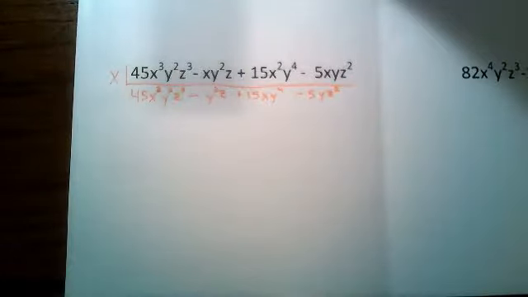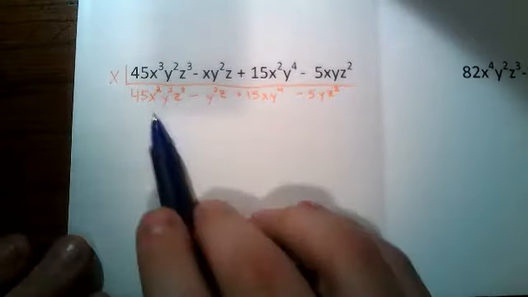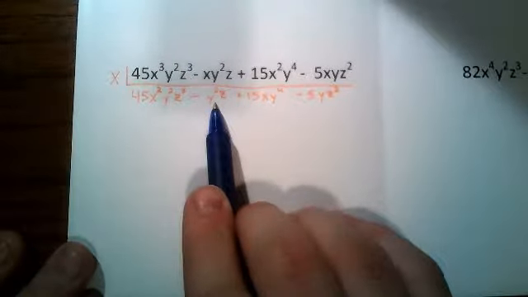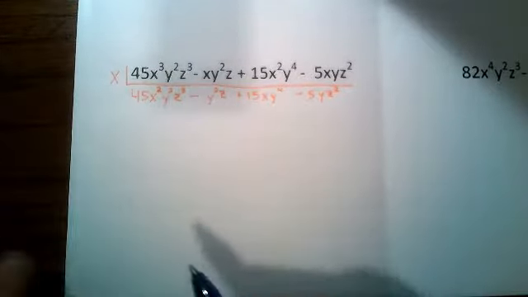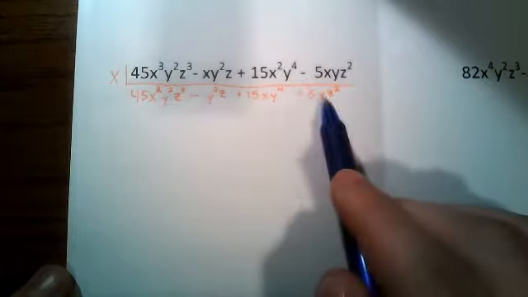And now I want to look and see if I can keep going. Is there another x that I can take out? Well, let's take a look. This has an x, this one does not. So I can't take out any more x's. What about y's? This has a y, y, y, and a y. So I can take out a y.